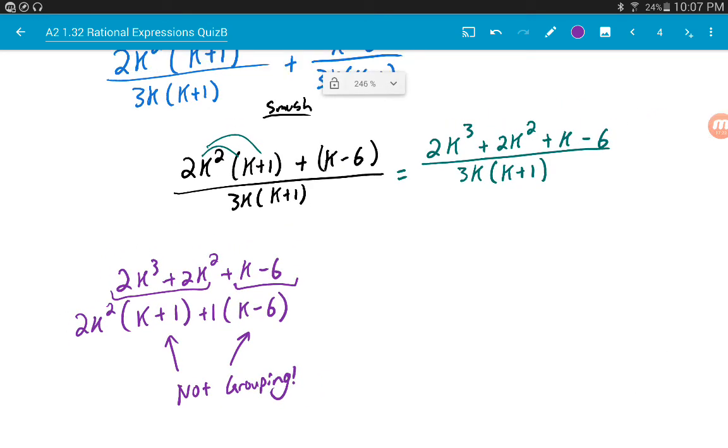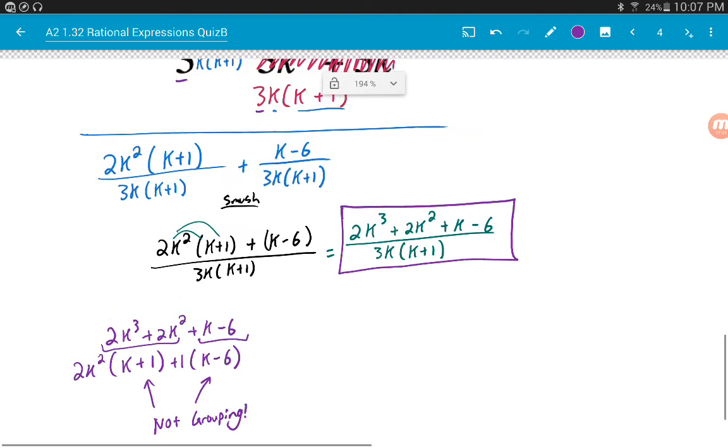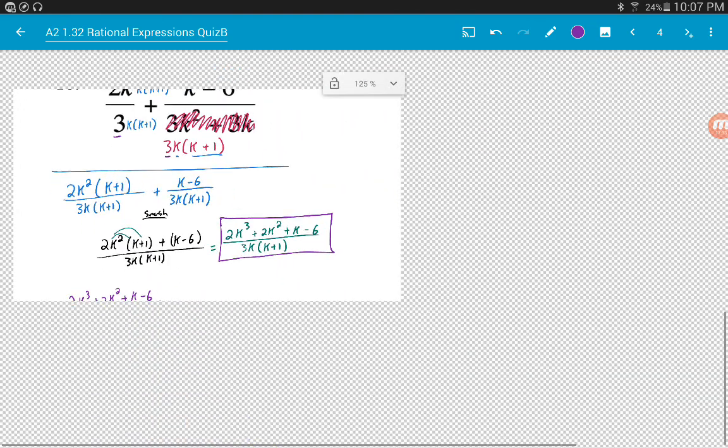If it seems like we've hit a dead end, that's because we have. Not all the answers are guaranteed to be pretty. That's as simple as we're going to be able to get it. Okay? So that was the answer for question number 10.